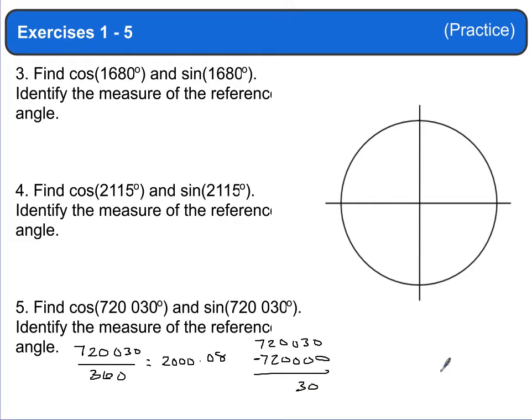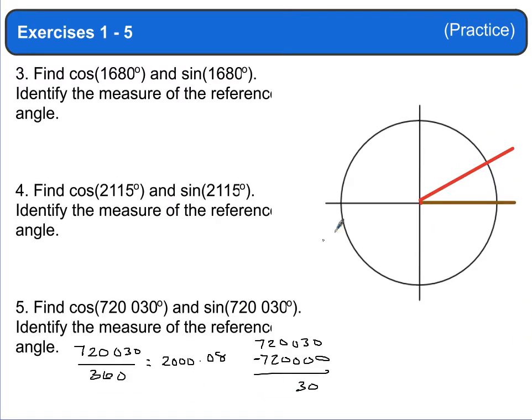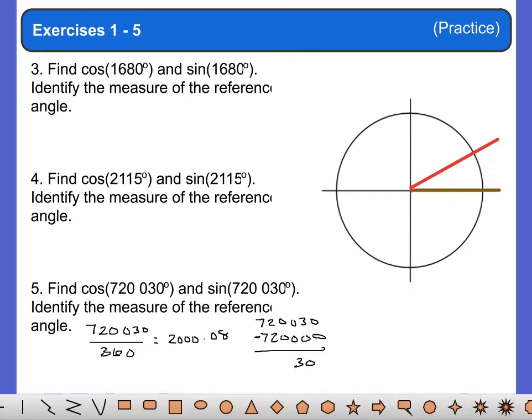So that means we rotated our terminal ray around this circle 2,000 times. Now, obviously, I'm not going to show that because that's a lot of times to rotate. And then after all those rotations are done, we ended up at 30 degrees, just 30 degrees above the x-axis. So we draw our line straight down.